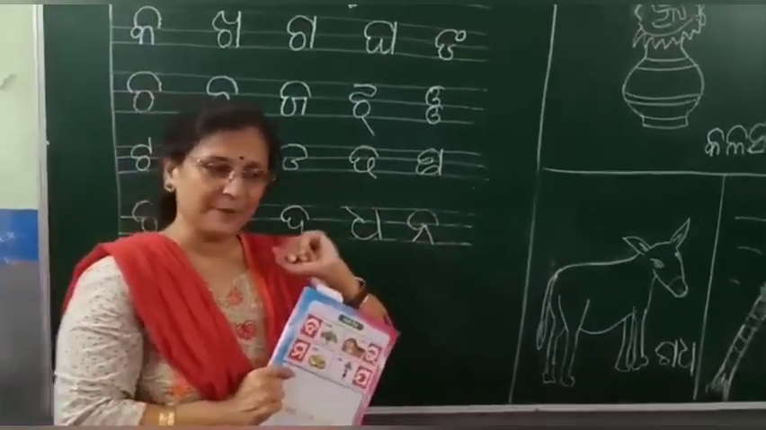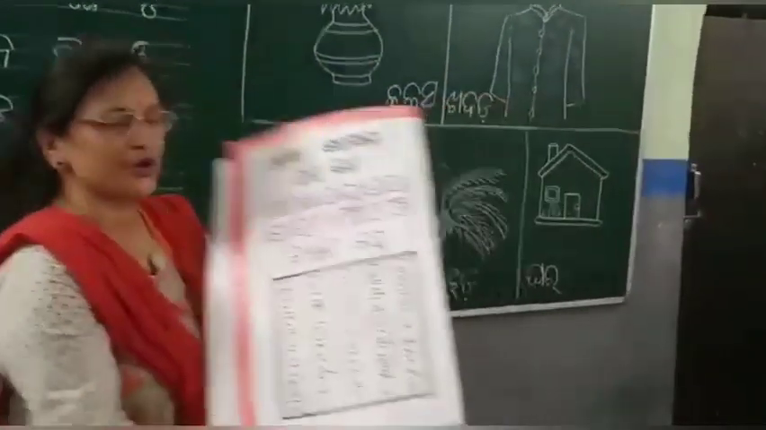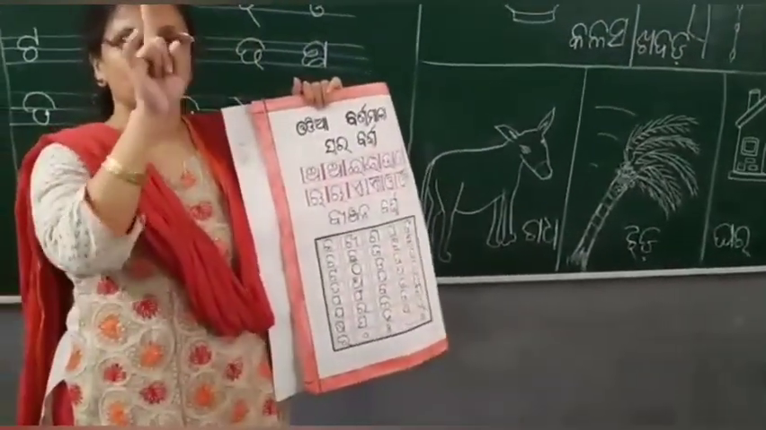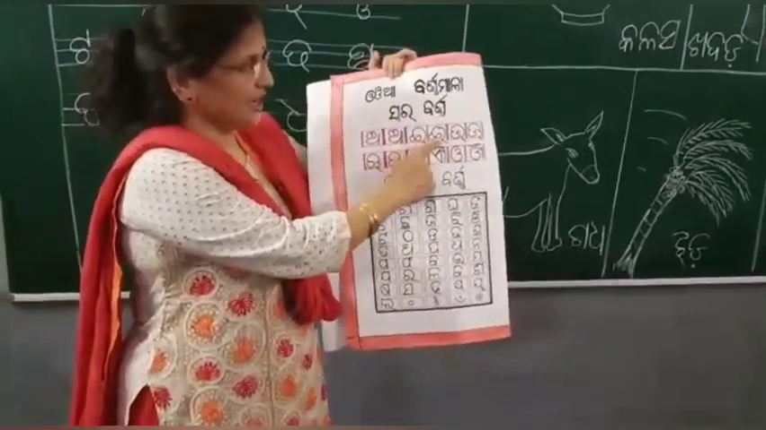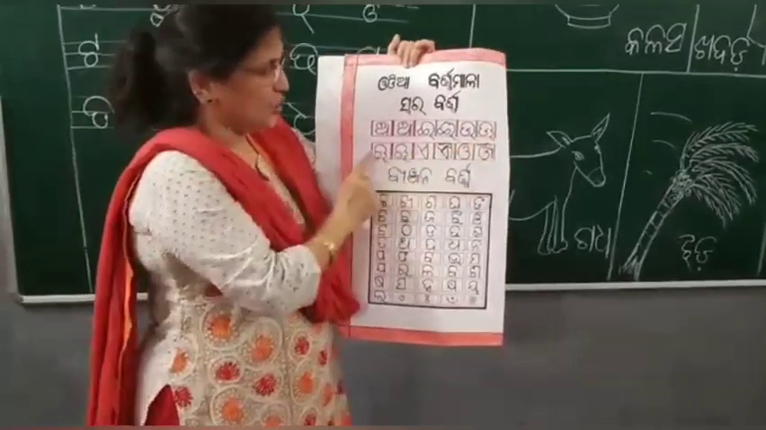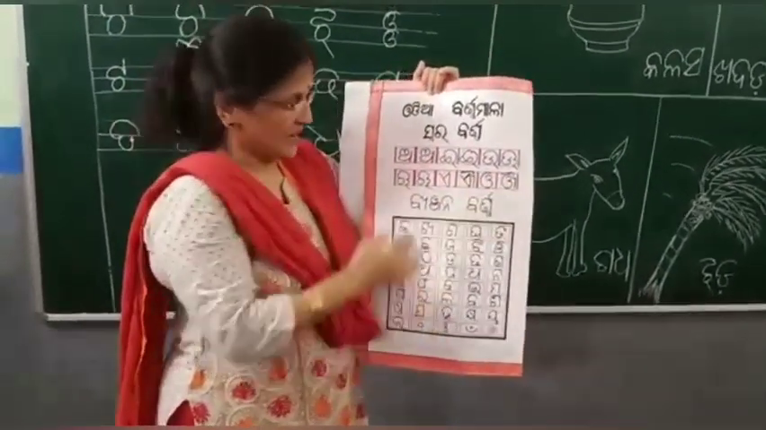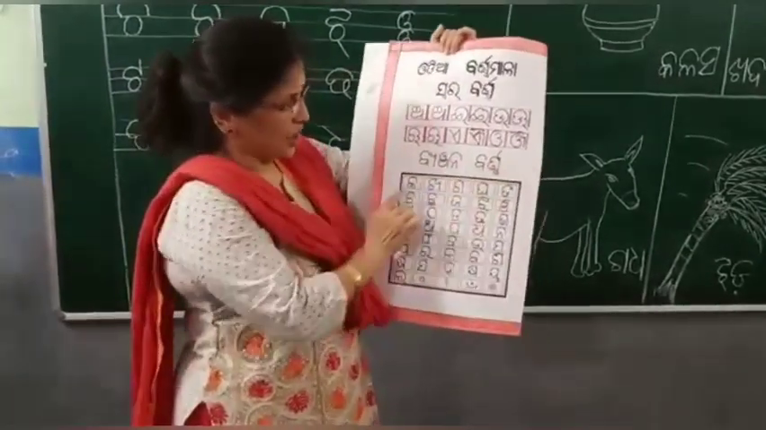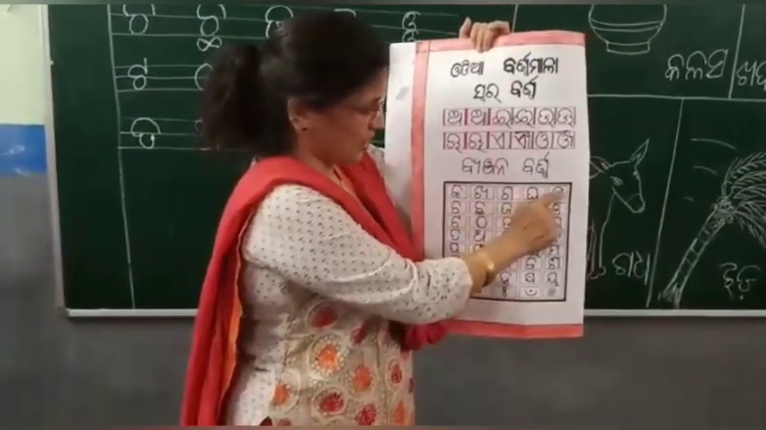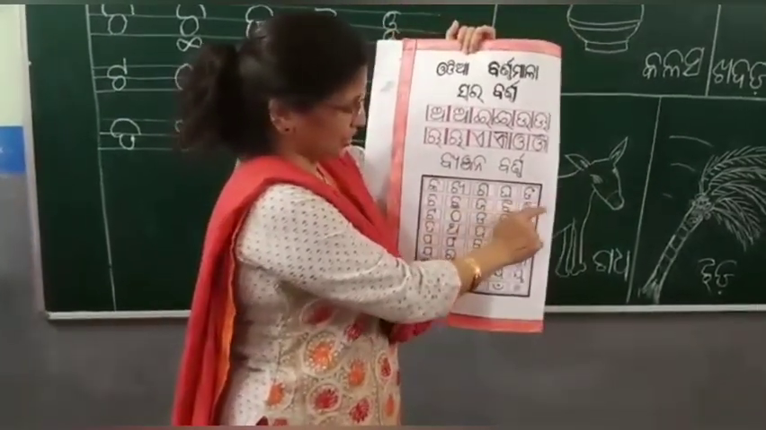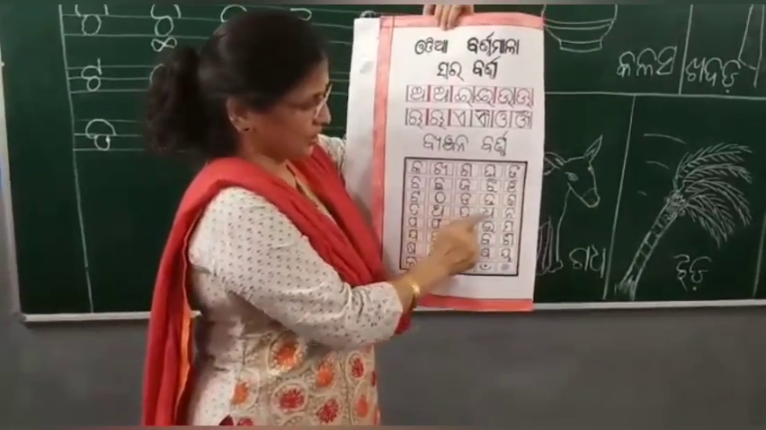Now once again let's repeat all the letters from O to Na. We will start with Swara Varna. Two lines with six letters. O, A, Harsoi, Dirghoi, Harsou, Dirghou. Ru, Ru, E, Oi, O, O. Now comes the Byanjana Varna. Ka, Kha, Ga, Gha, Ma, the five letters. Ka, Kha, Ga, Gha, Ma, Cha, Chha, Ja, Jha, Nya, Ta, Tha, Da, Dha, Na.